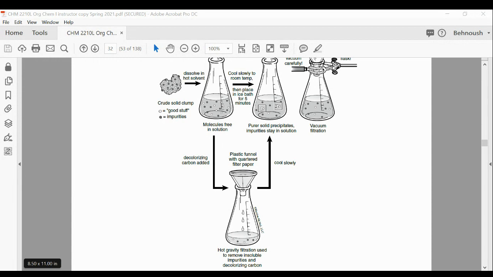Valentino, do you have another reason for it? Is there any other problem with fast cooling? That means you place the hot solution directly in the ice bath. We try not to do that. We leave it to cool down to room temperature first. Tarek?